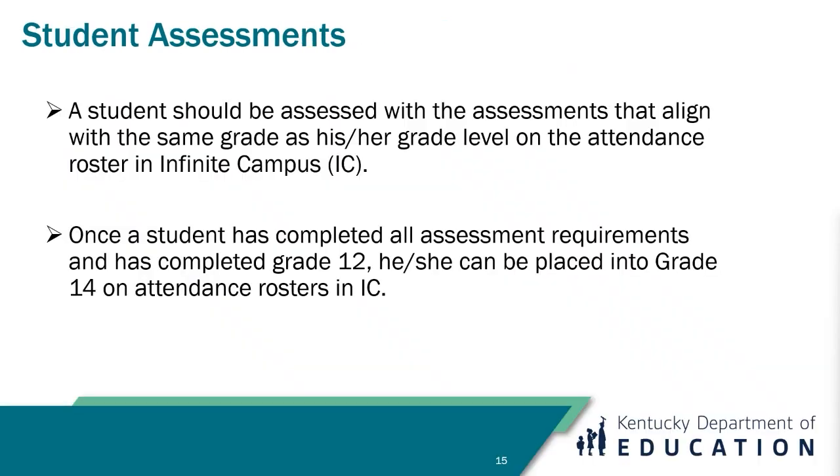A student completing the alternate Kentucky Summative Assessment will be tested based on the grade listed for him or her in Infinite Campus, or IC. It is critical that the grade placement be correct in IC in September or no later than October this year, before rosters for the Fall Window 1 assessments are pulled. Once a student participating in the alternate Kentucky Assessment Program has completed grade 12 and they plan to remain in school until up to age 21, they may then be enrolled in IC as a grade 14 student.